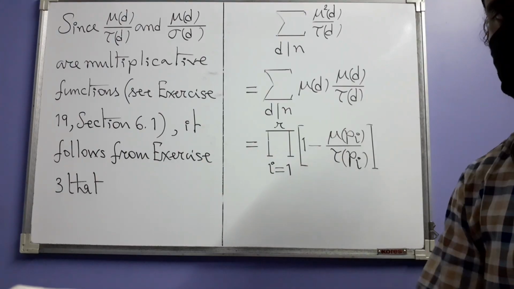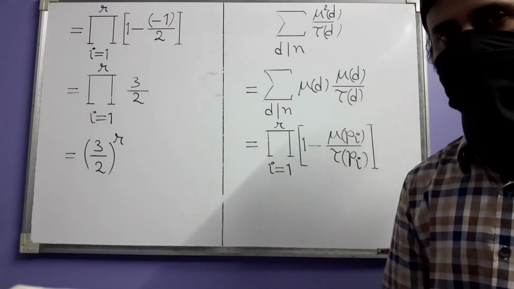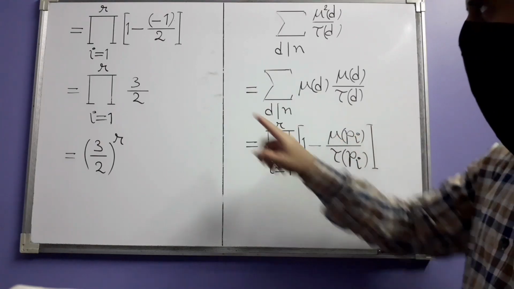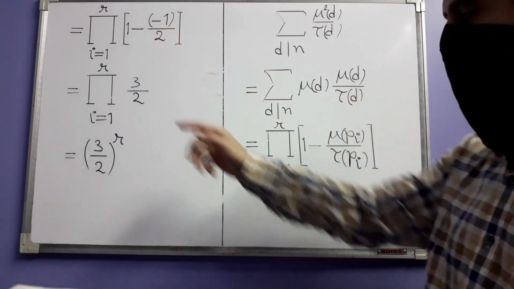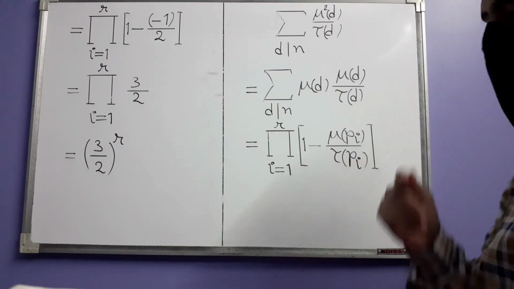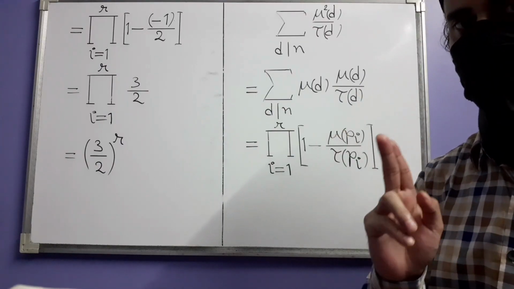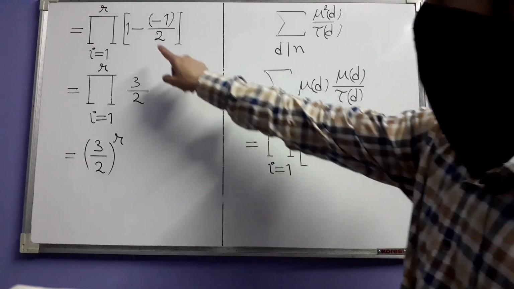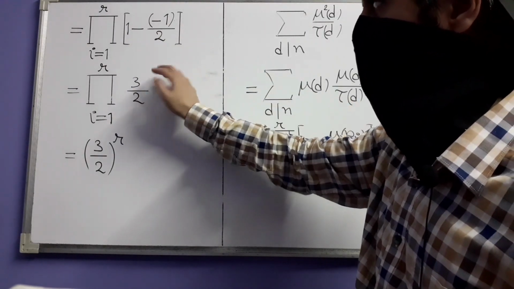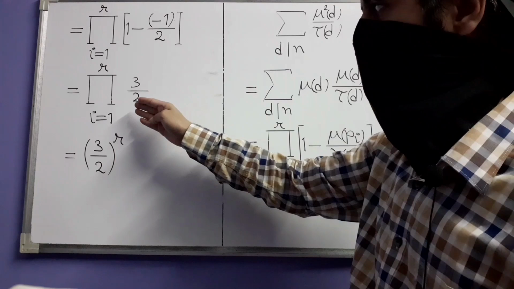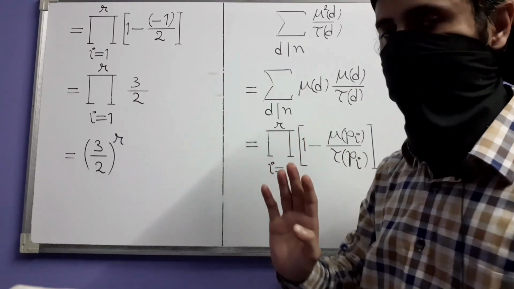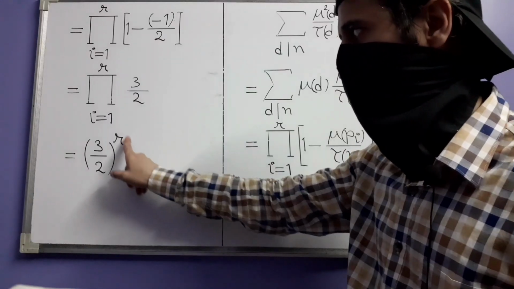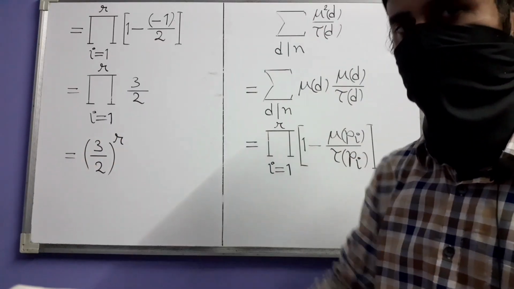Now let us simplify this product. So you can see, if you recall, mu of any prime is minus 1, and we already know that tau of pi is 2 because there are 2 positive divisors of any prime, 1 and the prime itself. So this becomes 1 plus 1 over 2 or 3 over 2. How many 3 over 2s are we seeing here in this product? r number of 3 over 2s. So it is the rth power of 3 over 2.